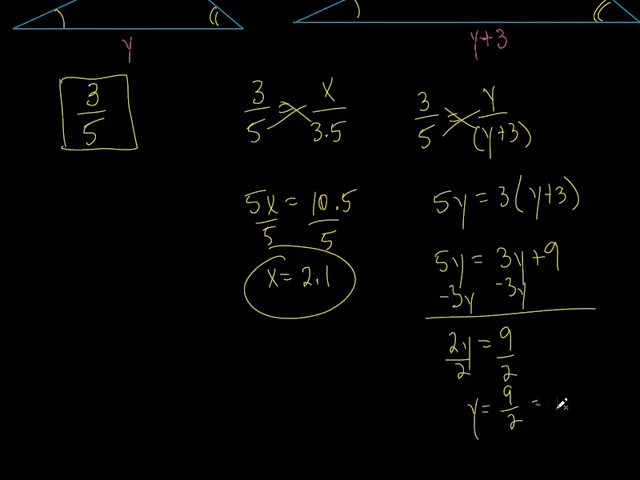Or if you really wanted to write it, 4.5, I guess you could write that, but I would just leave it 9 over 2, to tell you the truth. It's just easier. You don't have to worry about making a mistake and turning it into a wrong fraction or a wrong decimal. Just keep it like that. And that's it. That's x and that's y.